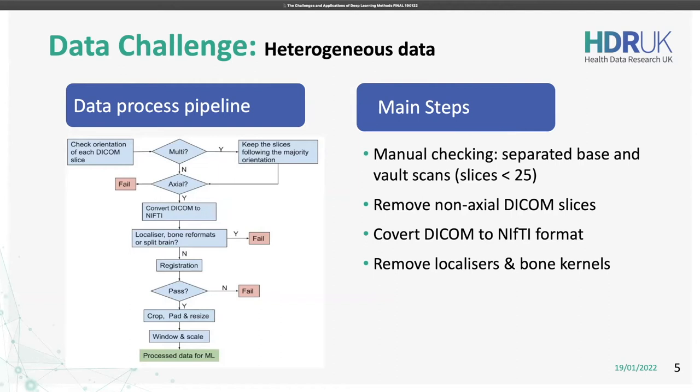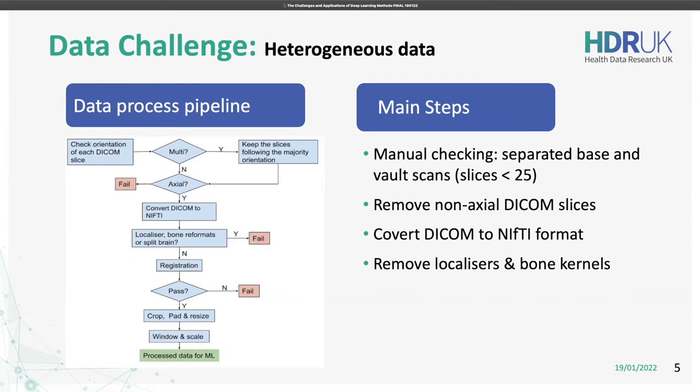Okay, thank you. Sorry. Okay, so main steps include checking whether they were separated by base and vault, and also we needed to remove some non-axial DICOM slices, because in machine learning or data science, we use a NIfTI format instead of DICOM, so we have to convert this at the end. Because the localizers and bone kernels don't show the tissue very much, so we have to remove them as well. So the detailed pipeline is here. If anyone is interested in some details, I'm happy to answer in the Q&A session.